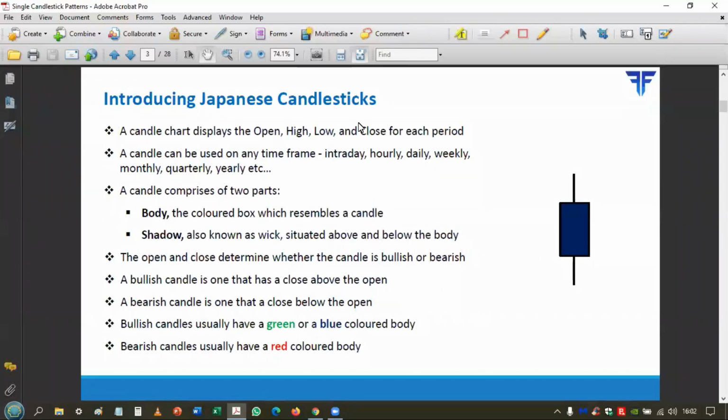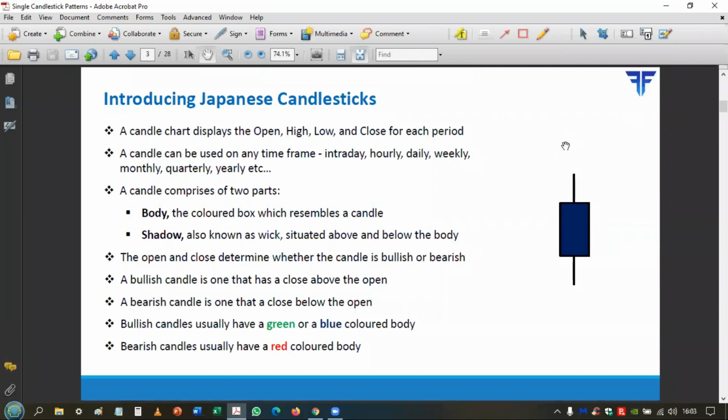In today's webinar, this is the first of the 3 to 4 candlestick webinars that we will be holding over the next few weeks. Today's agenda will be to introduce Japanese candlesticks and talk about the application of single Japanese candlestick patterns. With that said, I'll begin my webinar by introducing what Japanese candlesticks are.